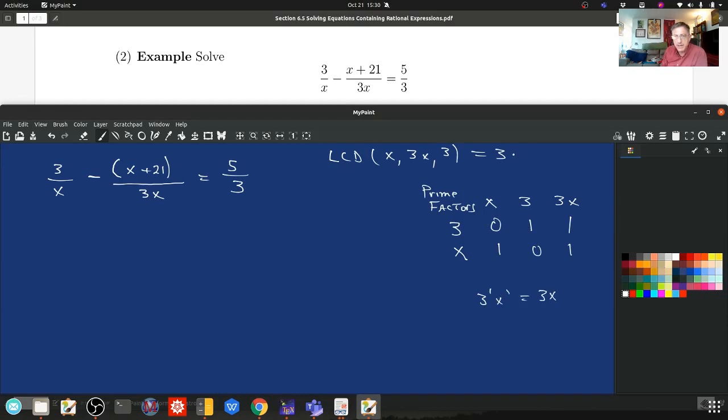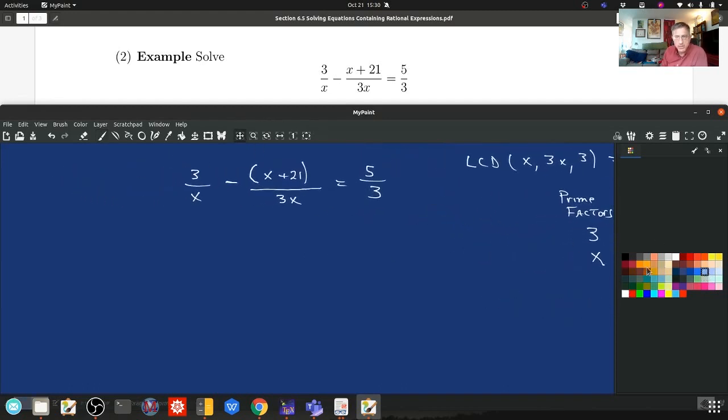And I'm seeing right now I got excited and went down to the table and didn't finish writing what I said. It's 3x. So I'm going to clear denominators. I'm going to put in parentheses, again, both sides, and I'm going to multiply both sides by 3x. So we're clearing denominators.